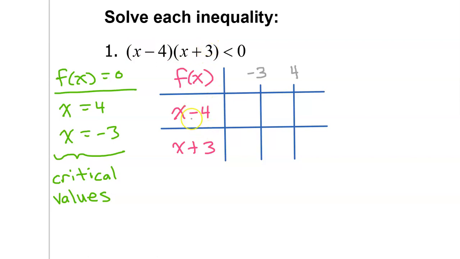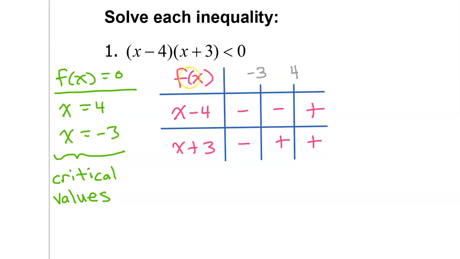Next, we need to determine whether these factors are positive or negative in each interval. X minus 4 equals 0 at x equals 4. It will be negative to the left of 4 and positive to the right. For example, if you pick any value less than 4, let's say 0, we would have 0 minus 4, that's a negative. If you pick a value bigger than 4, like let's say 5, you get 5 minus 4, that's a positive 1. Similarly, x plus 3 equals 0 at negative 3. This factor is negative to the left of negative 3 and positive to the right.